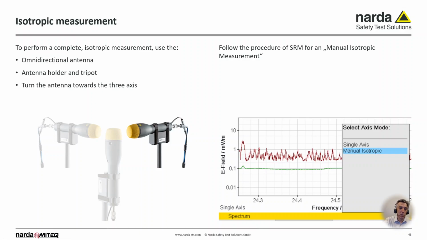So this is also working with the SRM 3006. So there is a procedure inside, but I believe mostly it's not necessary. Just take the antenna, point towards the sky, maybe change the angle a little bit, switch it to max hold, and this is mostly good enough.